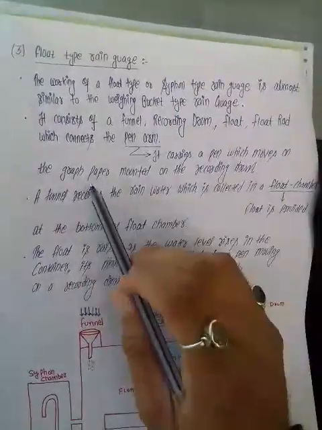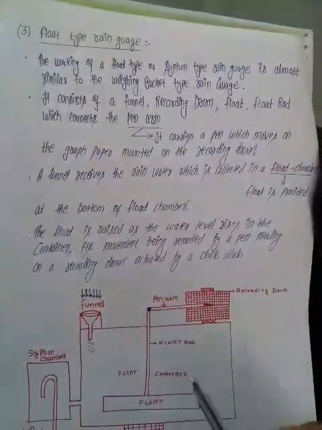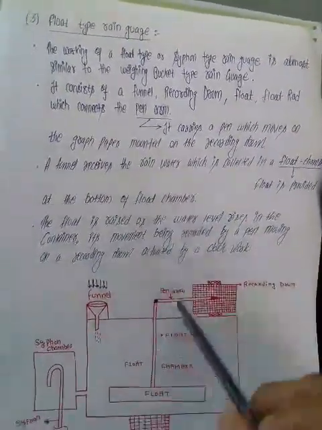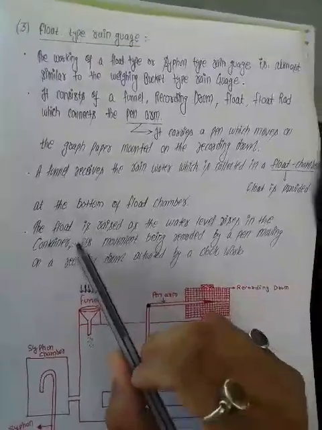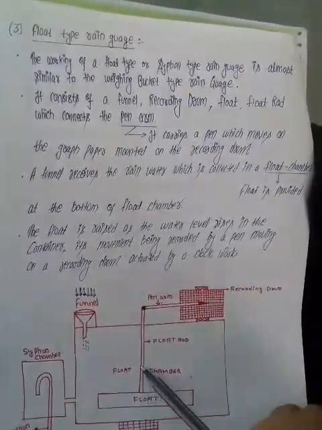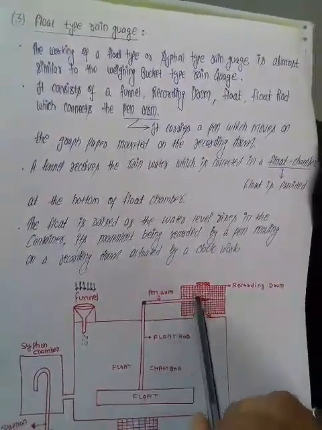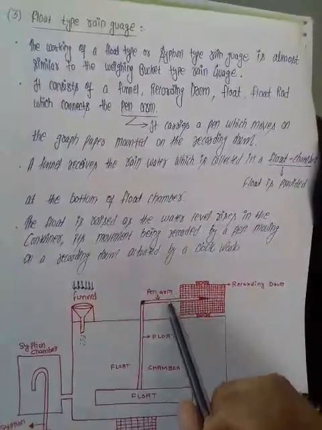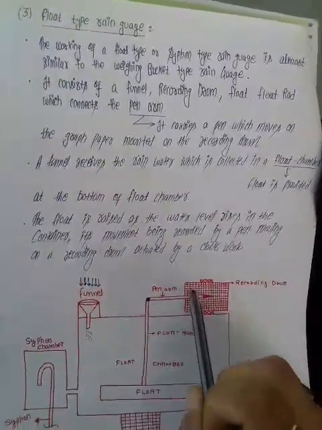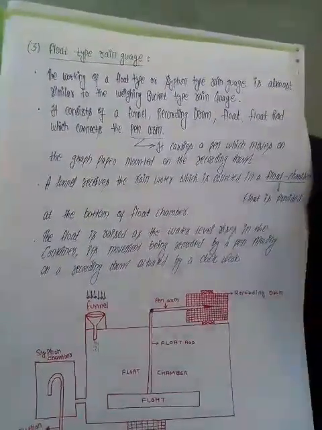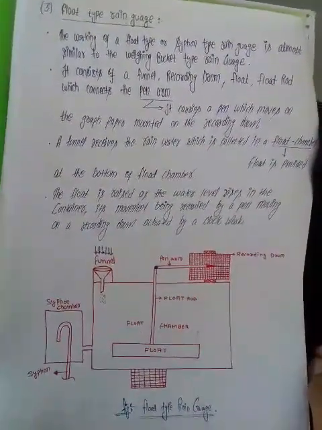It carries a pen which moves on the graph paper mounted on the recording drum. A funnel receives the rainwater which is collected into the float chamber. A float is provided at the bottom of the float chamber. This is the float chamber and the float is attached below it. The float is raised as the water level rises in the container, and its movement is recorded by the pen moving on a recording drum attached to the clockwork mechanism. So this is about the float type rain gauge. Its figure is very important for your understanding.